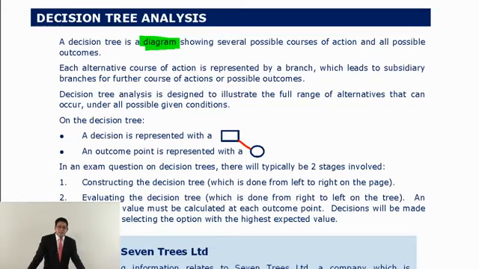In exam questions on decision trees, there are typically two stages involved. One is to draw or construct the decision tree, and second is to analyze or calculate decision tree values. The first is to develop, construct or draw the decision tree, which is generally from left hand side to right hand side. But it's not a hard and fast rule. People can draw from right to left as well, or they can draw a proper tree coming from bottom to top, with branches all over. But the best is to follow the ACCA standardization.